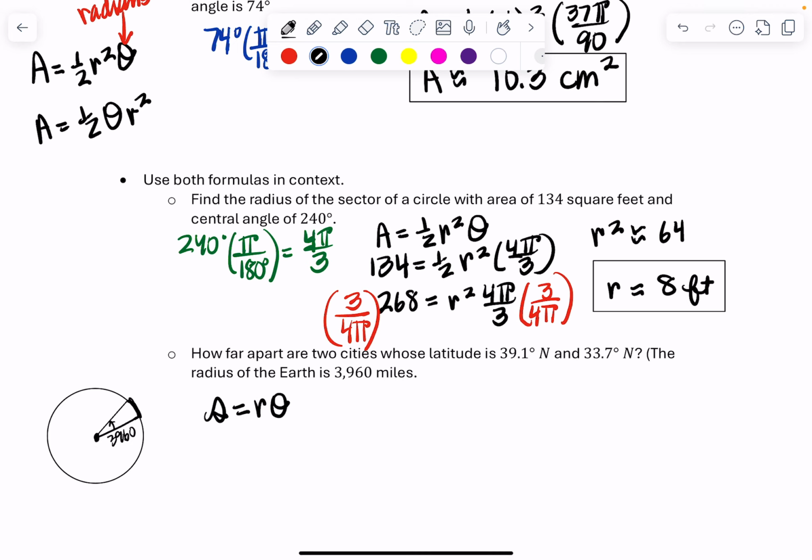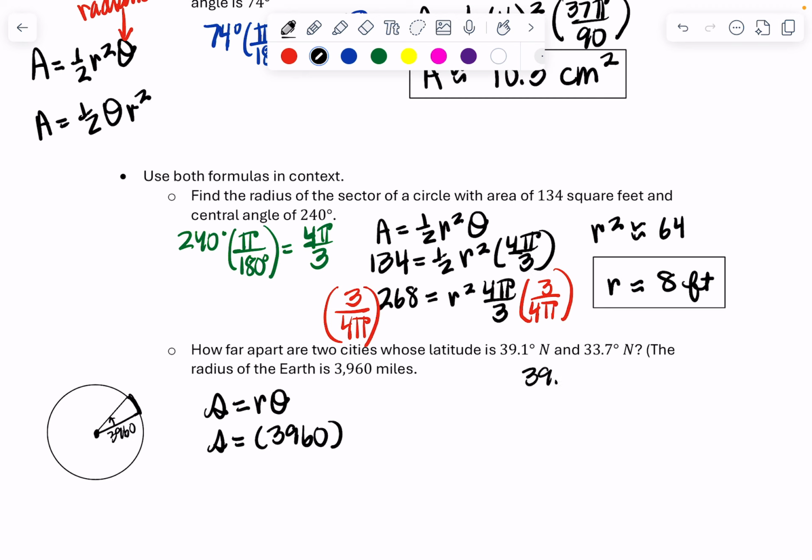All right, so let's see. We want S. R, the radius, is 3,960. Theta is the difference between the two cities, but they gave it to us in degrees. So one city is here, the other city is there, subtract it, what is that, 5.4 degrees? Okay, so the angle between them is 5.4 degrees, but we need to change this to radians.